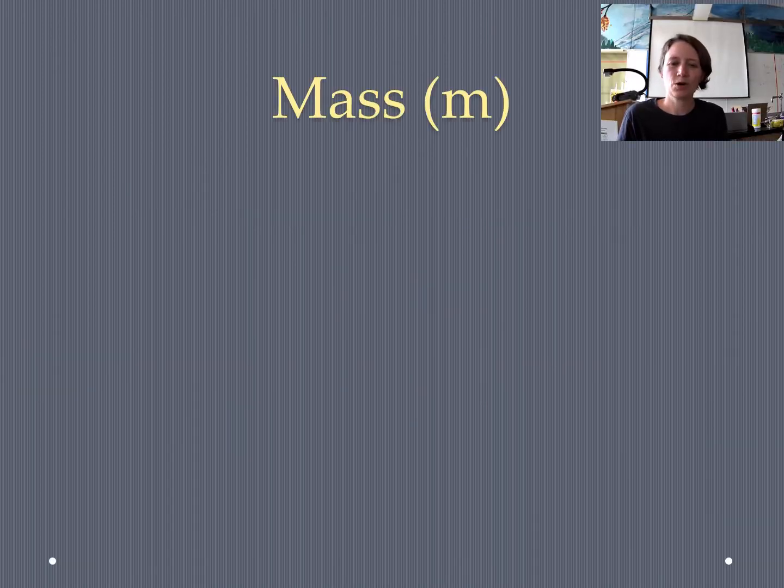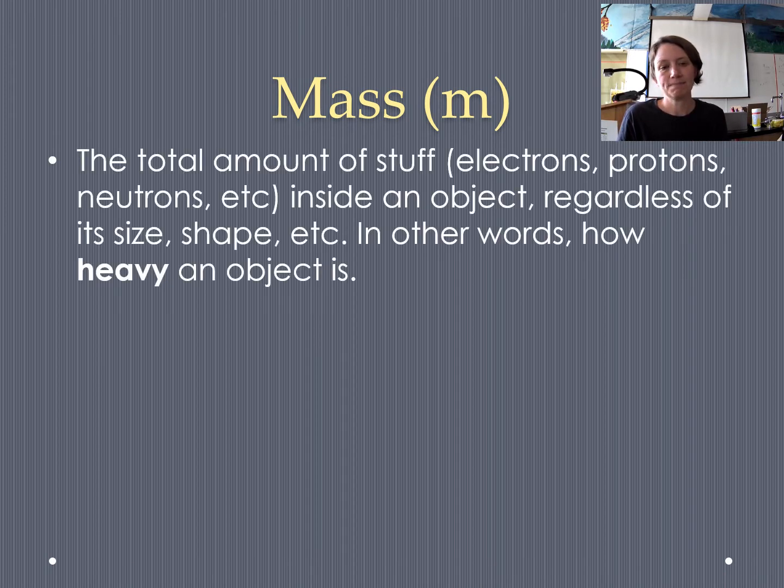So in physics, we're going to be using the symbol lowercase m to represent mass. And we're going to define mass as the total amount of stuff inside an object. You may have learned that all objects are made up of atoms, and atoms are made up of electrons and protons and neutrons. So if you added up all of those things inside of an object, you would have its mass. It doesn't matter what the object looks like, its shape or size or color. All that we care about is how much of those little tiny particles are inside.